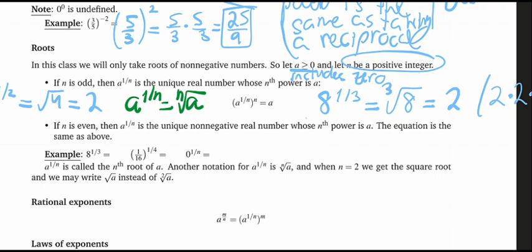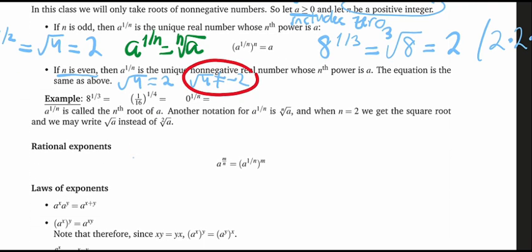Okay, that's basically the same definition as above, except for a small catch: when the index of the root, this n, is even, let me just remind you that even roots must always be positive in this class. So the square root of 4 is only going to be 2. There is no such thing as the square root of 4 equals negative 2. That's a no-no. Good.